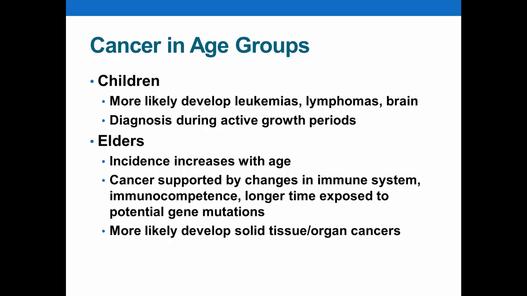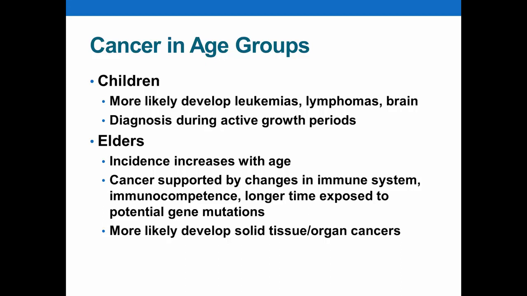The final thing that we'll talk about briefly is cancer in age groups. Children are more likely to develop leukemias, which is the most common type of cancer in children, and lymphomas, and the second most common is brain cancer. We know that diagnosis of cancer in children is higher during active growth periods, and so we want to be especially vigilant during that time. When we look at leukemias, we would want to be especially aware of the 6 to 24 month time frame and the adolescence time frame.